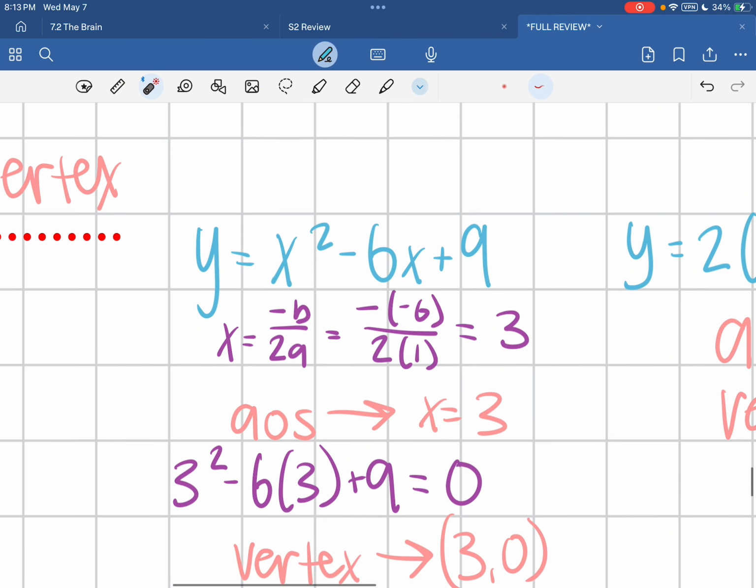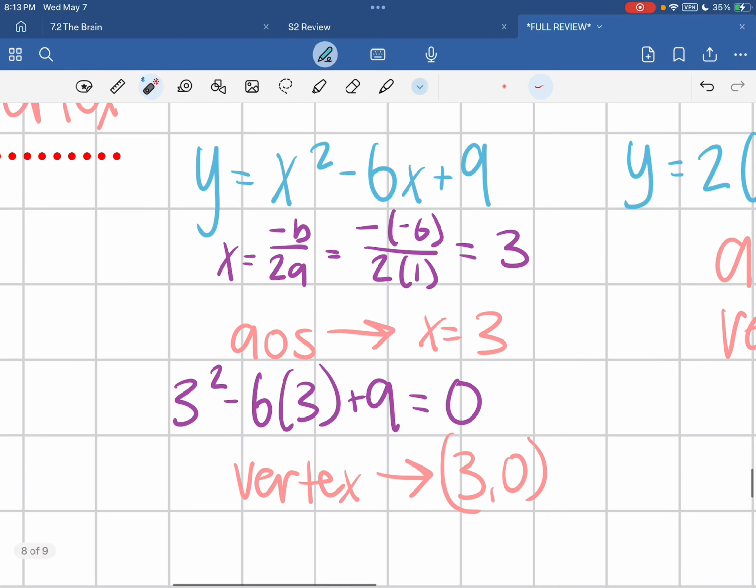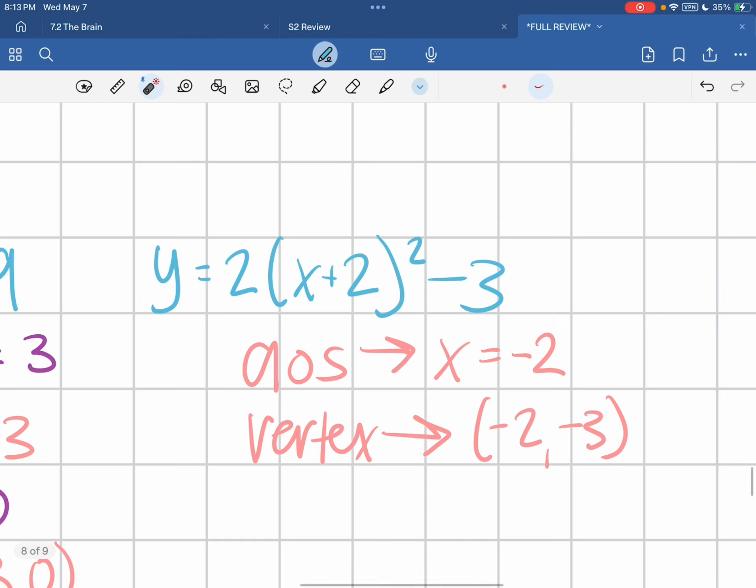So basically if you're given standard form, you use the formula negative b over 2a. In this case, b is negative 6 and a is 1. So I just plug those in, negative 6 and 1. Solve, get 3. Your axis of symmetry is a line, so you need x equals 3. If you want to find the vertex, you're going to take that axis of symmetry line, you're going to plug in 3 for your entire thing. So I put a 3 here and a 3 here, solved, got 0. Vertex is 3, 0.